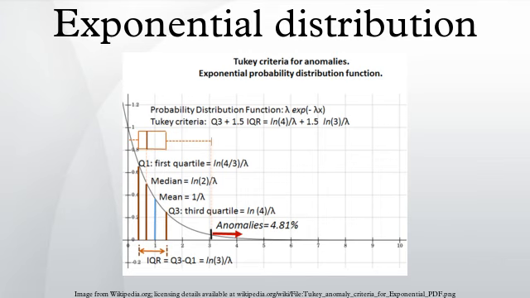Quantiles. The quantile function for Exp(λ) is given. The quartiles are therefore: first quartile, ln(4/3)/λ; median, ln(2)/λ; third quartile, ln(4)/λ; and as a consequence the interquartile range is ln(3)/λ. Kullback-Leibler divergence. The directed Kullback-Leibler divergence is given by the following. Maximum entropy distribution.